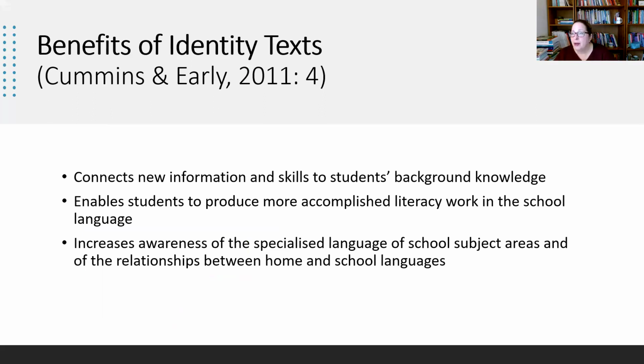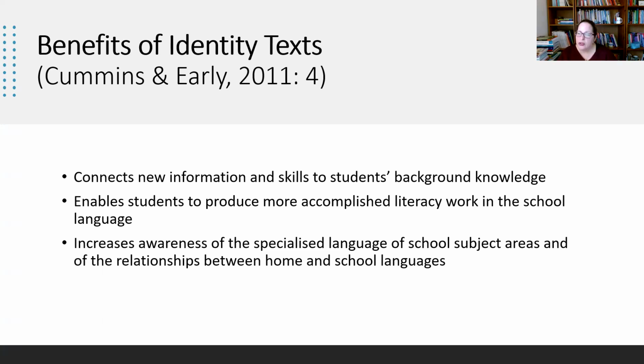And so we're going to talk particularly about a method that was developed by Jim Cummins and Margot Early in Canada in the 1990s, but has continued to be written about and used in schools. It's called identity texts. Identity texts are developed across the two languages, the student's home or dominant language and the school language. They help students connect new information and skills to their background, and communicate their background and their stories to the class. They've been shown to provide students a basis to produce better literacy texts in the school language as well.